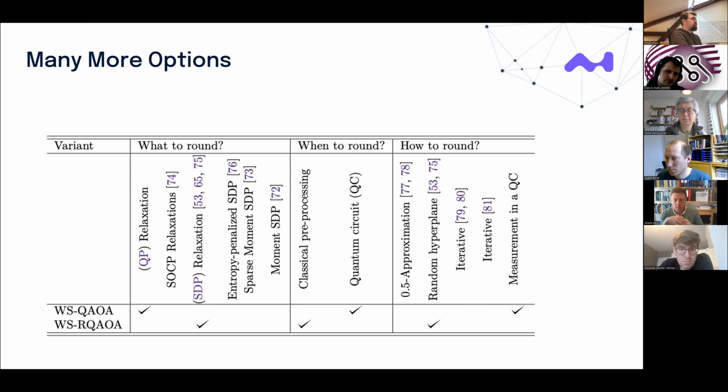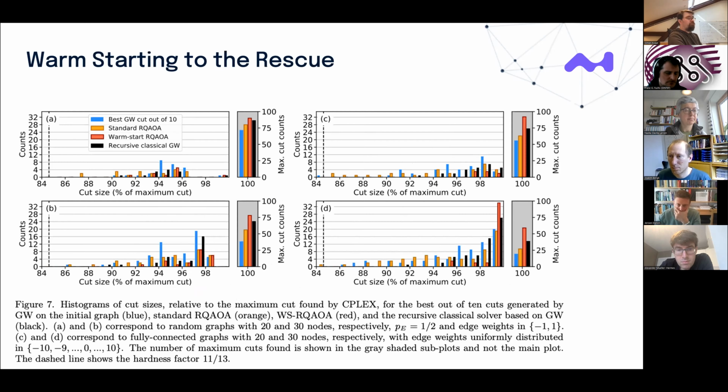So there are many more options, right? I think that these 2 options really just scratch the surface, because you could round many more things. There are many alternative relaxations you could run. You could round them in a much more sophisticated fashion rather than just the random hyperplane rounding we use here. And this really opens a lot of opportunities in some ways. But I think that even with these 2 systems, the take-home message is that in some of these small random graphs, Erdős-Rényi random graphs, we can improve over what we could do classically in practice.